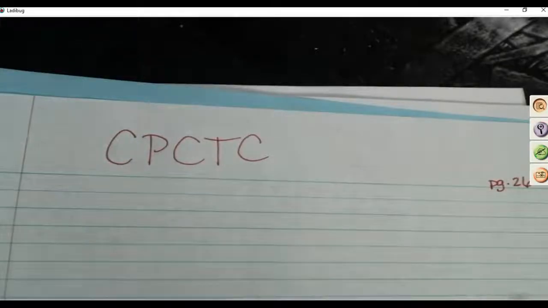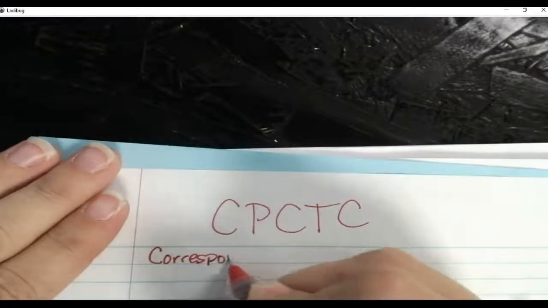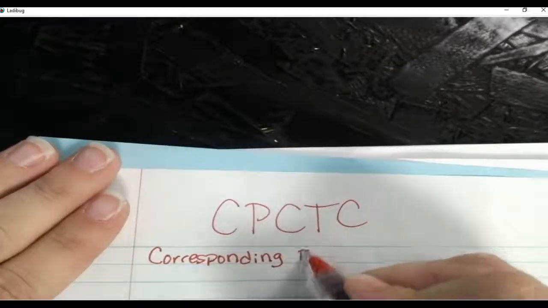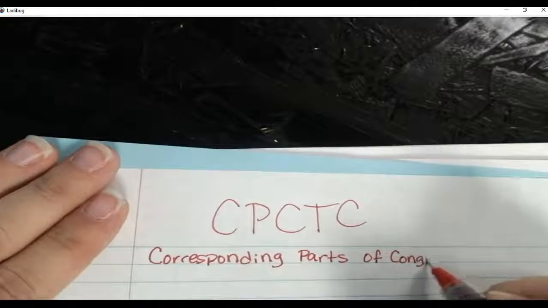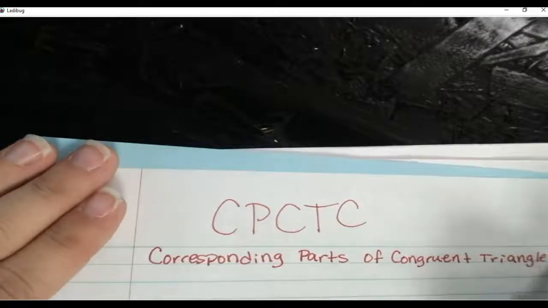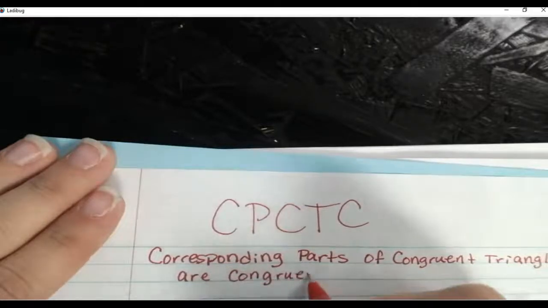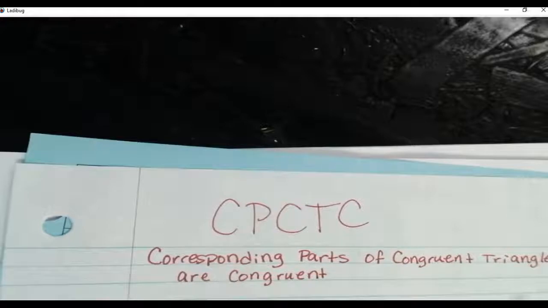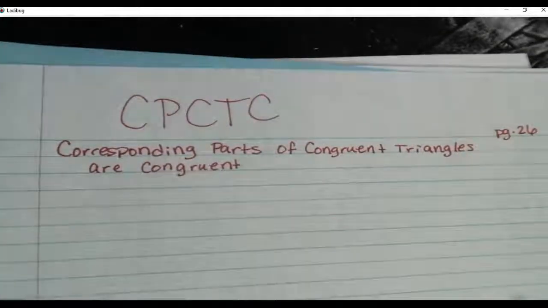So today, we're talking about CPCTC, which stands for corresponding parts of congruent triangles are congruent. So, corresponding parts of congruent triangles are congruent.